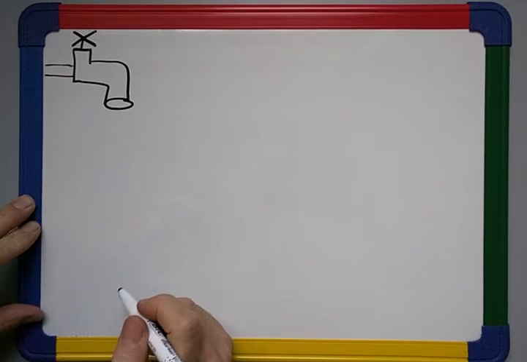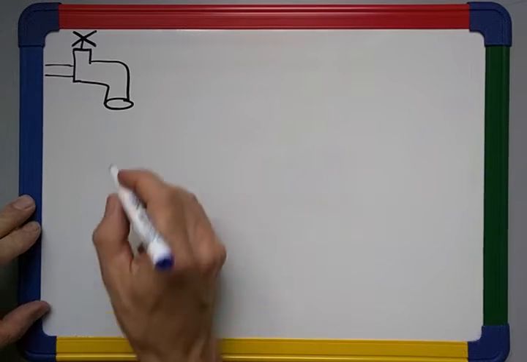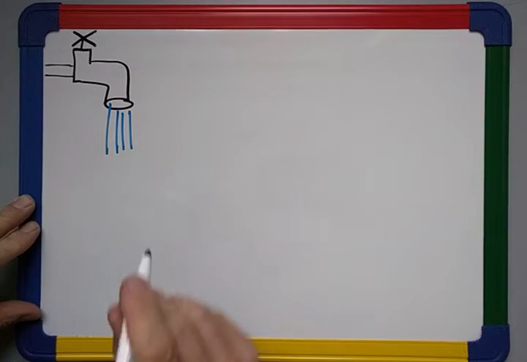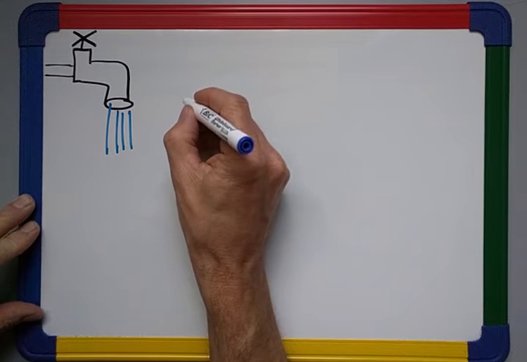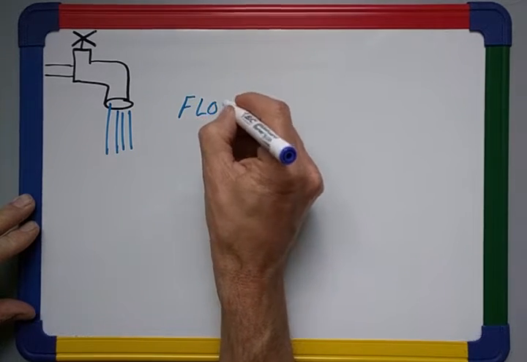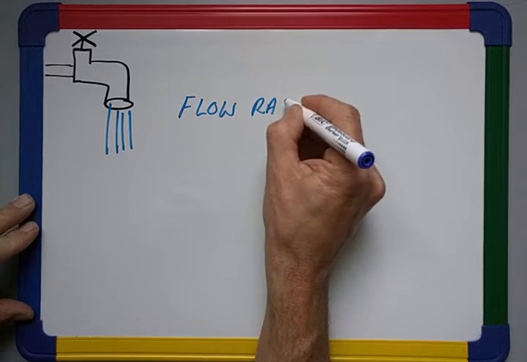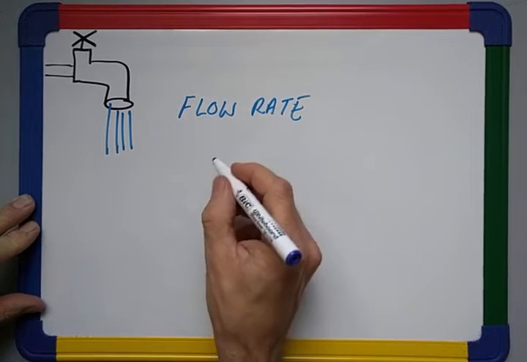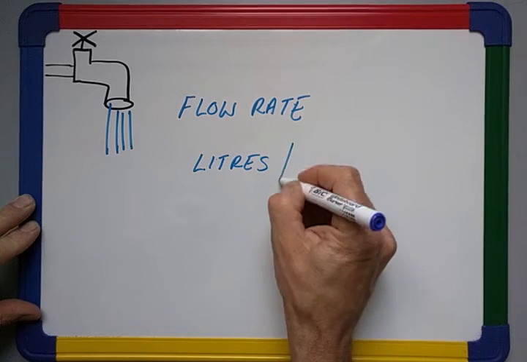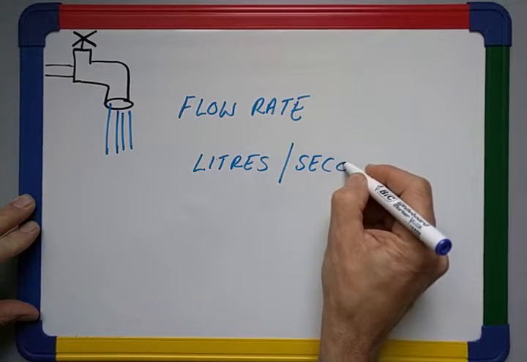So here we've got a water tap, and when we turn on that water tap, we get a flow of water out of the tap, and this water is flowing out at a certain rate, and this flow rate would be measured in something like liters per second.